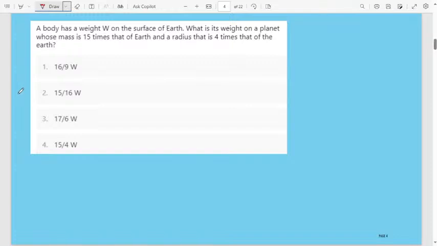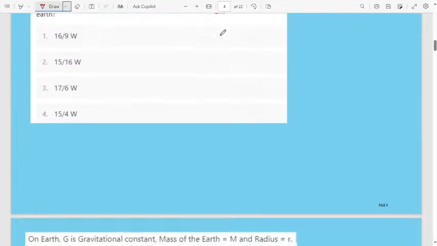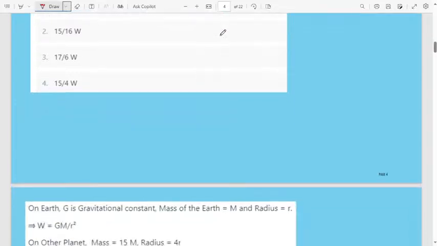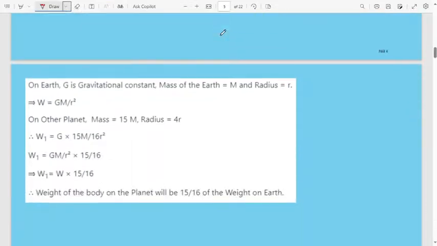This one is also a tricky question. A body has a weight W on the surface of the earth. What is its weight on a planet whose mass is 15 times that of the earth and radius is 4 times that of the earth? Here they are asking to compare. I will explain here only.